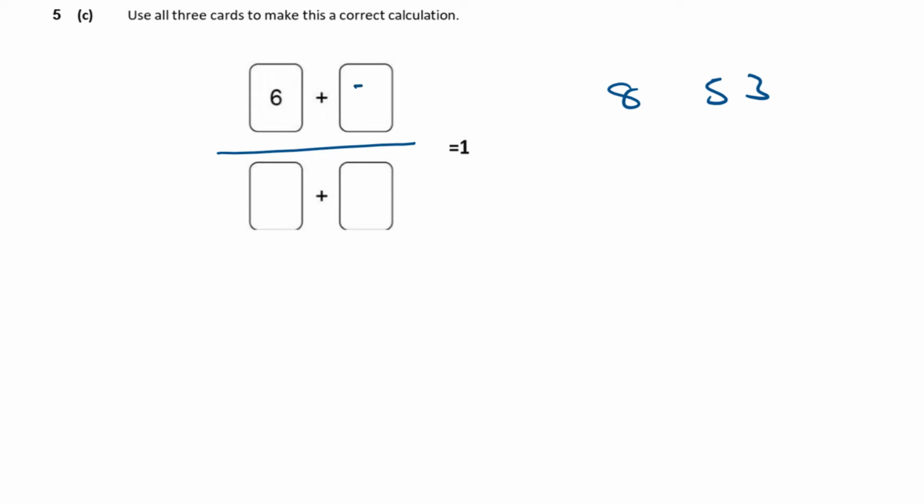So how about we put the 5 up here, so then 6 plus 5, that's equal to 11. And if we add the 8 and the 3 below, then that's going to be 11 divided by 11, which is 1. So that seems to work. So the 5 goes with the 6, and then we've got the 8 and 3 added together.